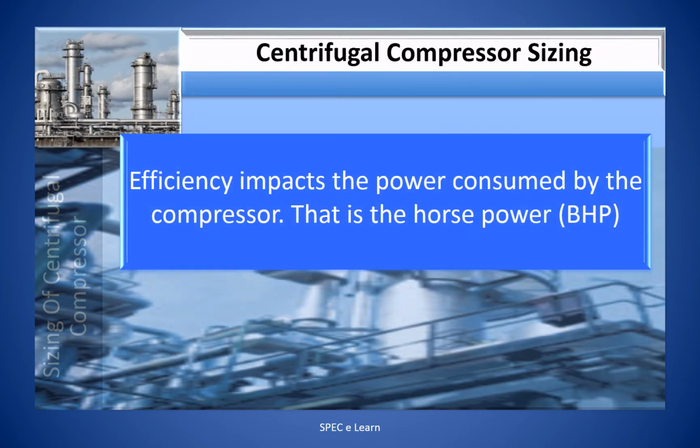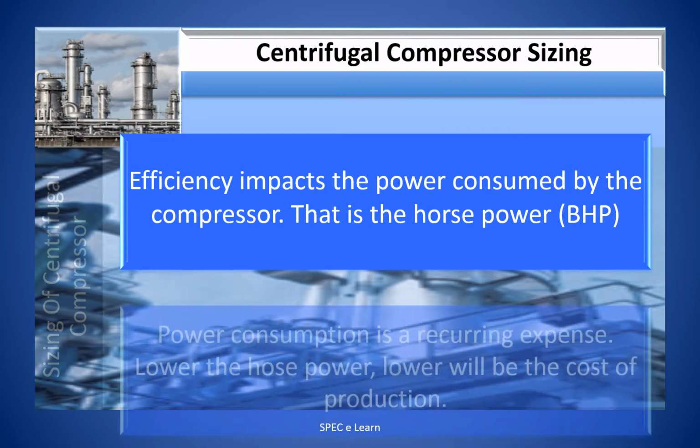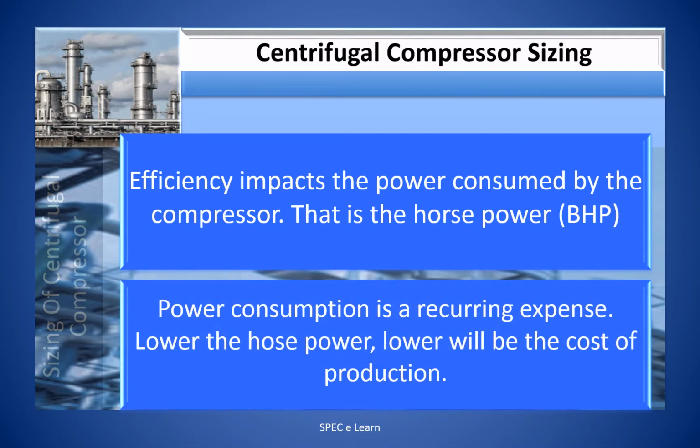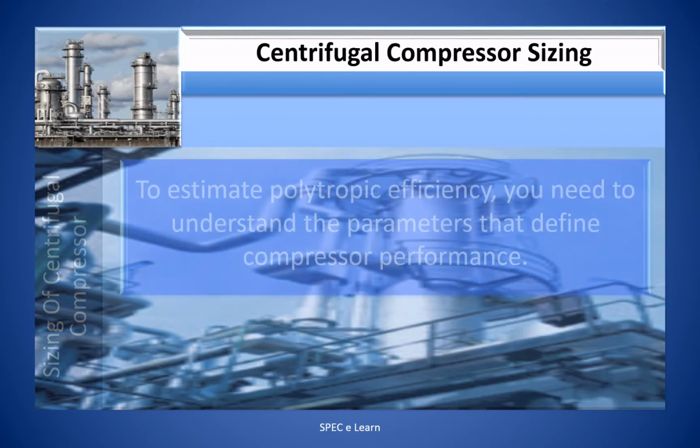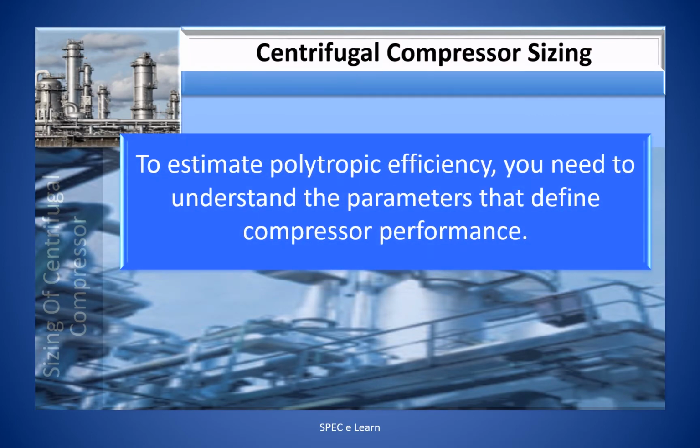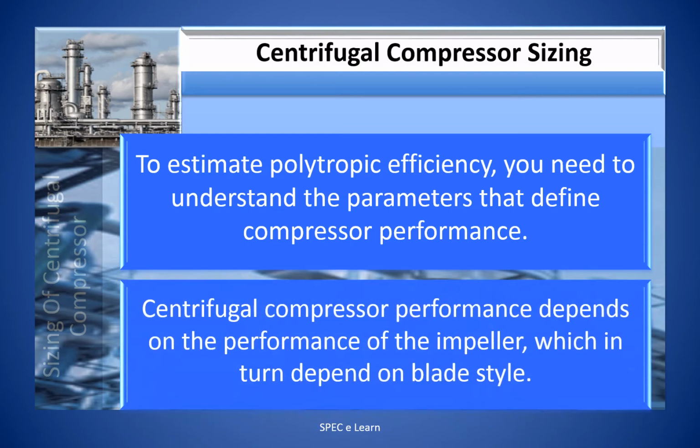Efficiency impacts the power consumed by the compressor, that is the horsepower. Power consumption is a recurring expense. Lower the horsepower, lower will be the cost of production. To estimate polytropic efficiency, you need to understand the parameters that define the compressor performance.